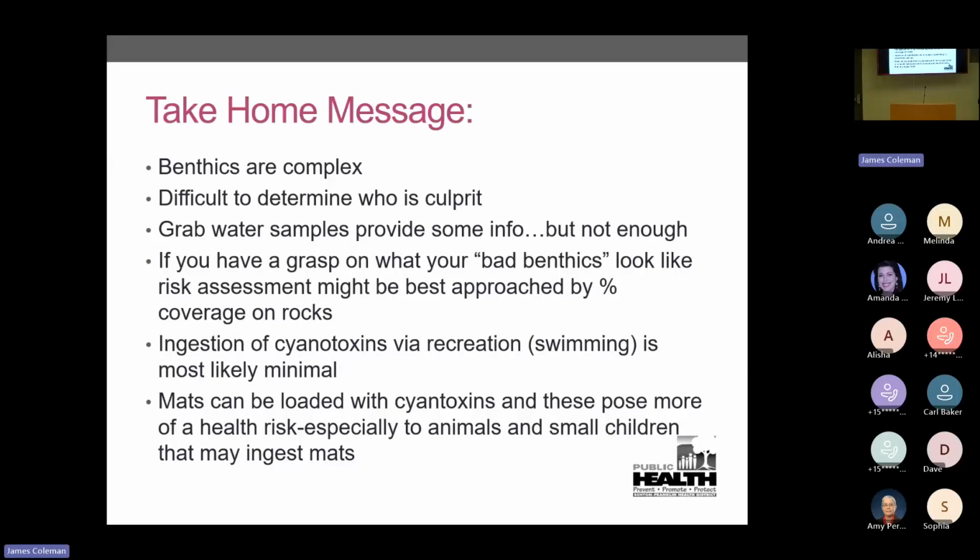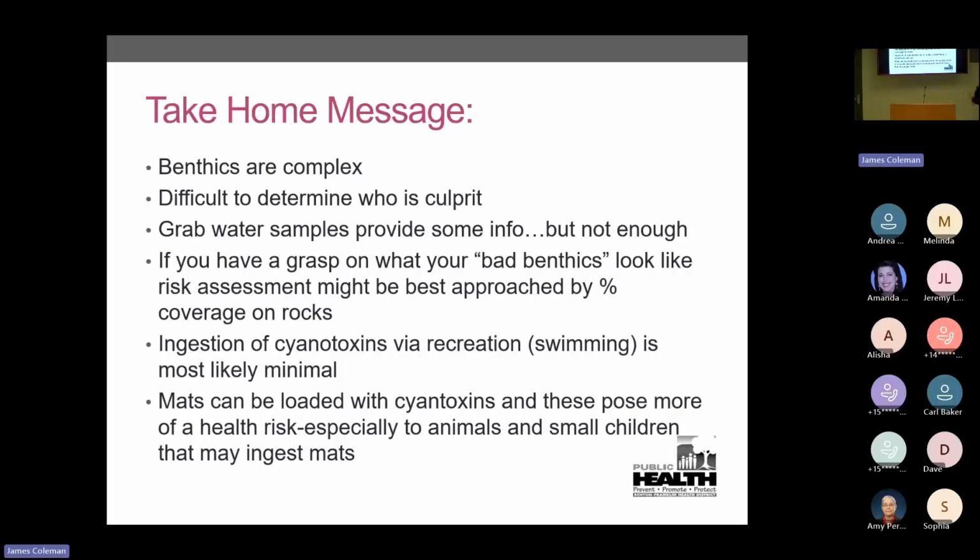So my take-home messages. Benthics are very complex. As I mentioned, it's this mesh, this kind of conglomerate of growth, and we have to tease it apart to find out which ones are present and which ones are producing the toxins. It's difficult to determine who the culprit is, if you will.